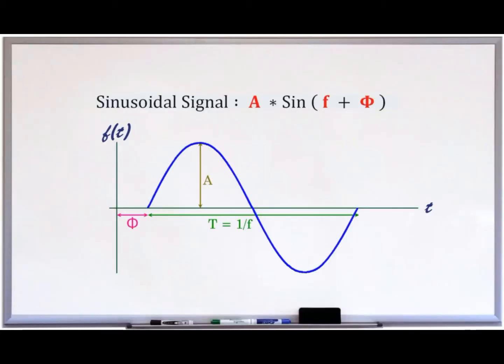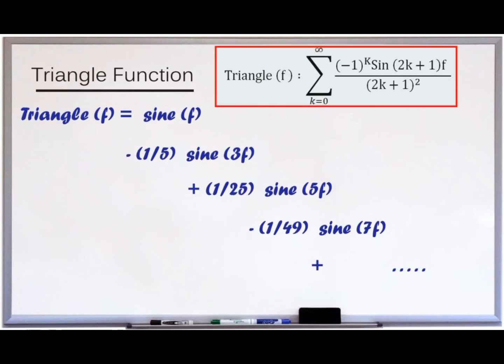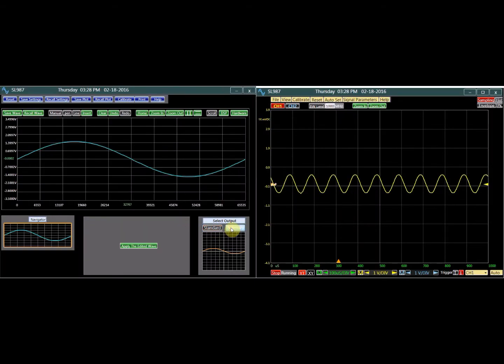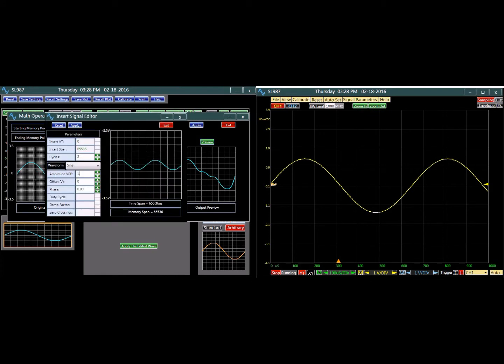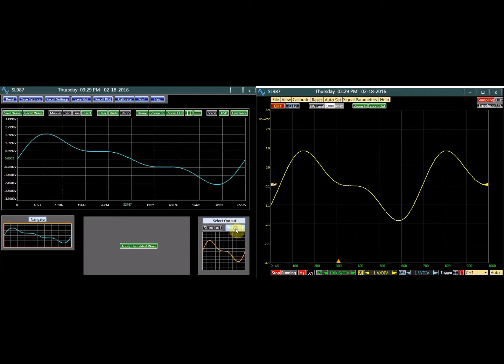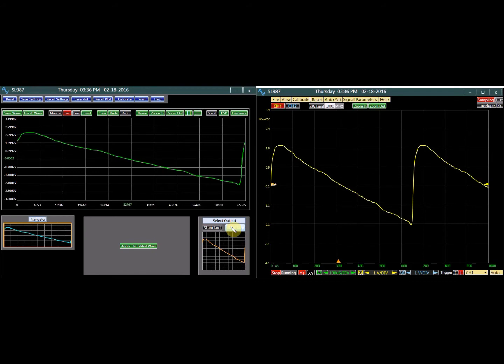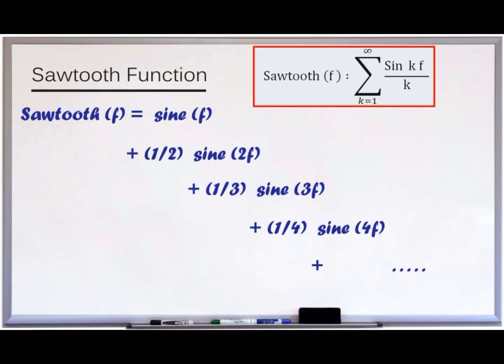As mentioned, a periodic signal can be described as the addition of a number of sine waves. For example, a square function of f is the composition of sine of f, 1/3 sine of 3f, 1/5 sine of 5f, and so on. A triangle wave can be defined in a similar fashion. With an arbitrary waveform generator, we can make a sawtooth of f by adding sine of f to half of sine of 2f, and 1/3 sine of 3f, and 1/4 sine of 4f, and so on.